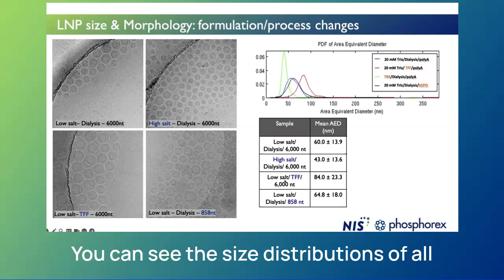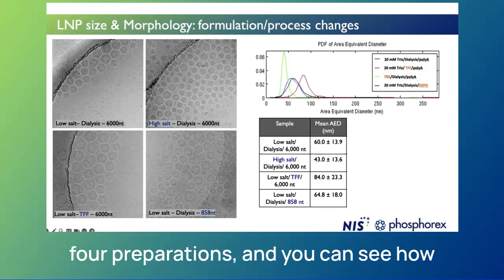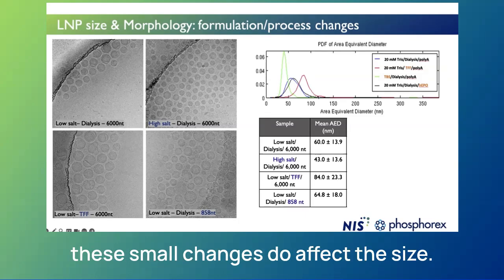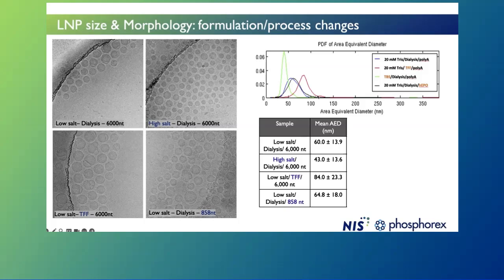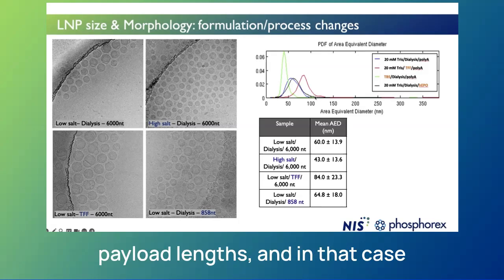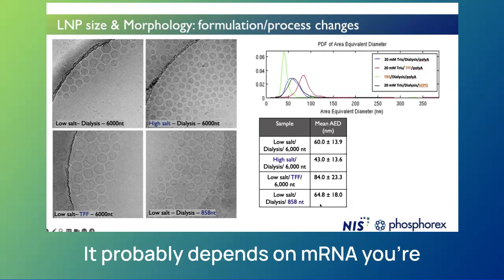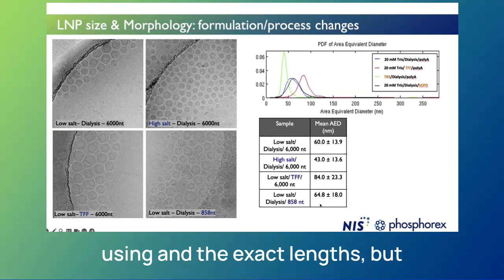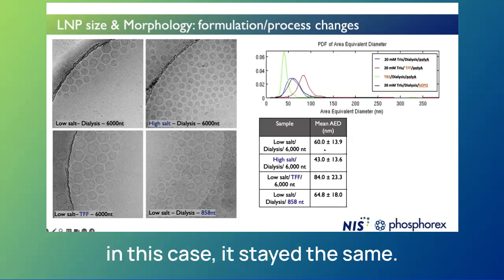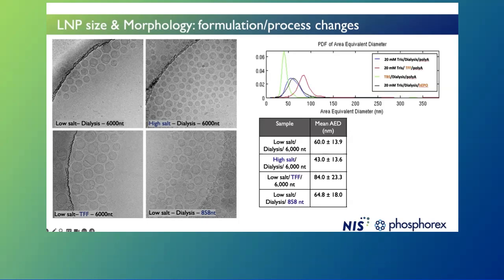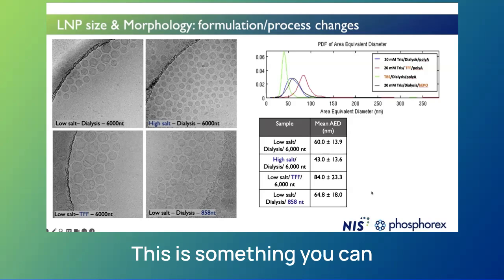You can see the size distributions of all 4 preparations, and you can see how these small changes do affect the size, except for when changing payload lengths. And in that case, it stays around 63 nanometers. It probably depends on the mRNA you're using and the exact lengths, but in this case, it stayed the same. This is something you can possibly see doing DLS.